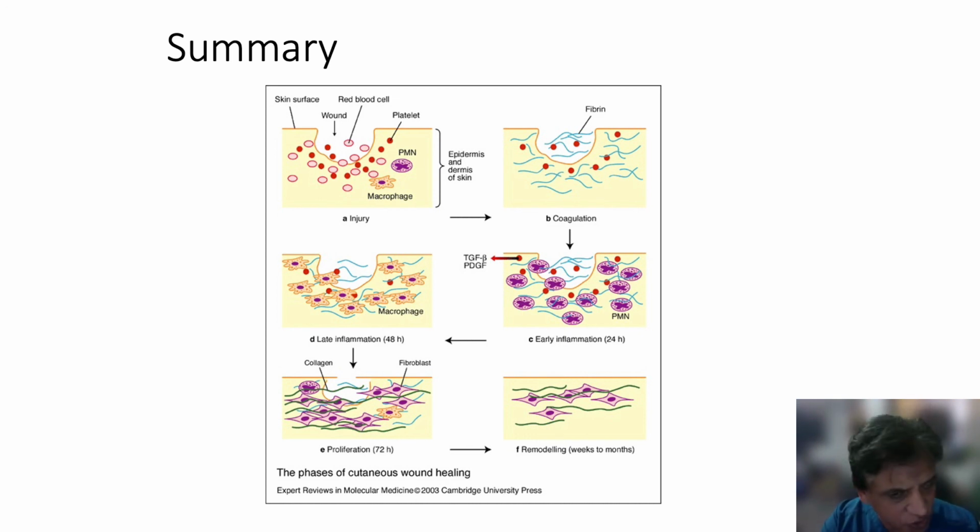Once this granulation tissue fills in the defect, then you get cells from the wound edges called keratinocytes migrating to completely close the wound. And over a period of months to up to 2 years, this newly healed wound undergoes reorganization, where it becomes stronger and more robust over a period of time, and the scar tissue becomes less conspicuous. So that's normal wound healing.